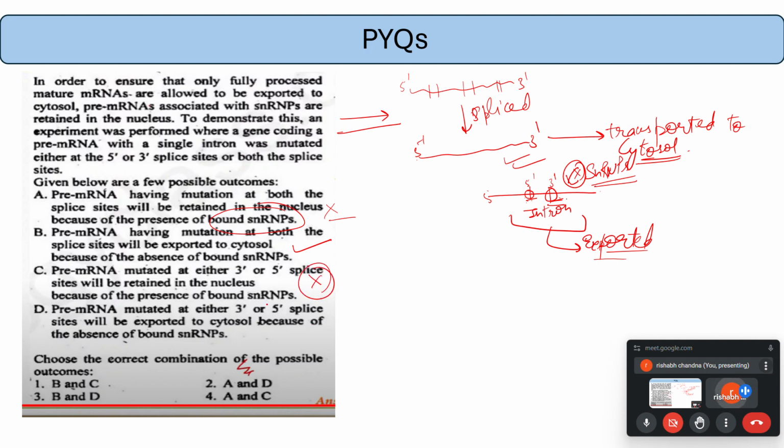Then the pre-mRNA mutated at either 3 prime or 5 prime splice sites will be exported to the cytosol because of the absence of the bound snRNPs. So yes, it will be transported because the snRNPs will not be able to bind here. So the correct combination would be B and D, and B and D is present in option 3. So the correct answer would be option 3. Now moving on to the next question.